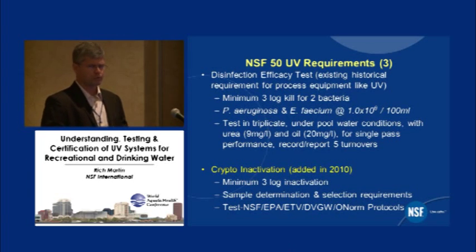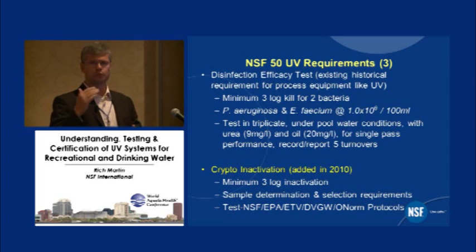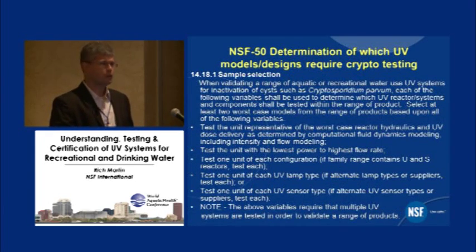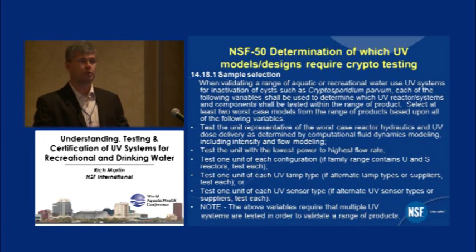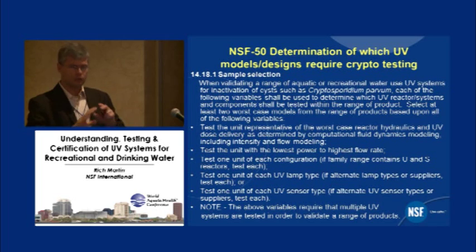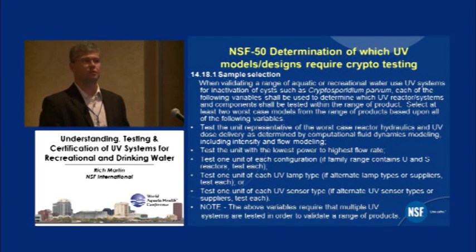So some of those details I kind of alluded to earlier, but this is more like the language from the standard in terms of how you would determine the units for testing. So again, you can just kind of see that same power to flow, lamp configuration, sensors. So if a manufacturer wants to be qualified with 2 different lamp types, that separate lamp type would need to be evaluated and tested.